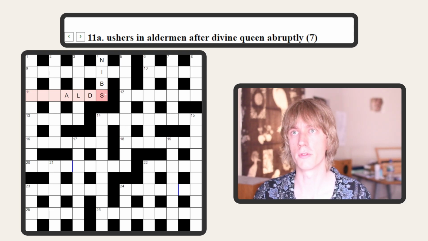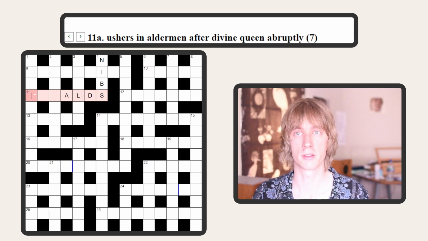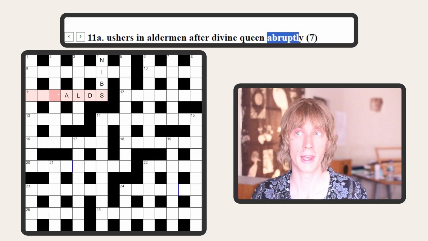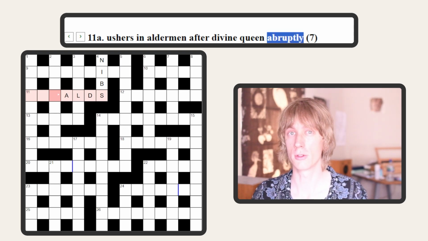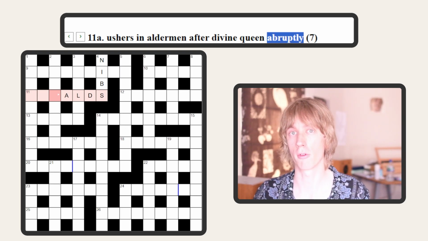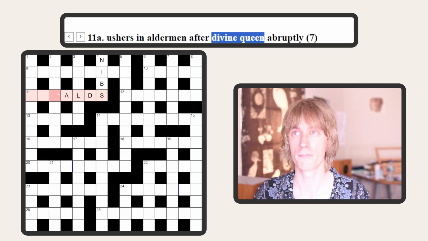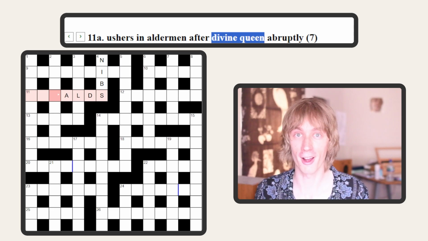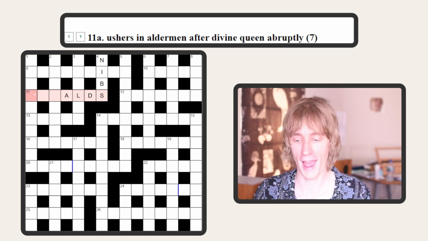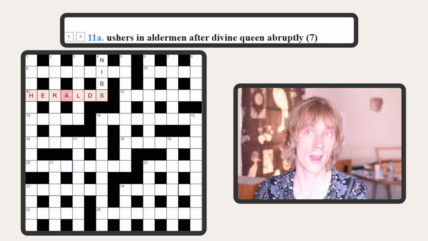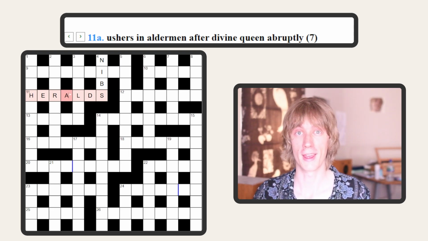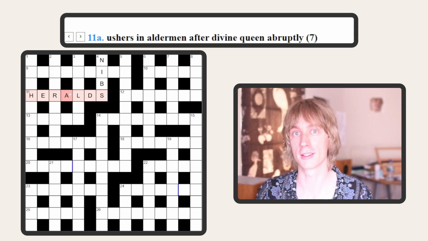So now we have Divine Queen abruptly finding us our first 3 letters. And abruptly is a common indicator that tells you to remove the last letter of a word, right? If something's cut abrupt, it doesn't quite finish. So we're looking for a word for a Divine Queen, and we're going to make it abrupt. We're going to remove that last letter. And a Divine Queen in Greek mythology, the queen of the gods, is Hera. So we remove the last letter of Hera, giving us H-E-R, and we have the word heralds. And if I usher something in, I herald it, right?